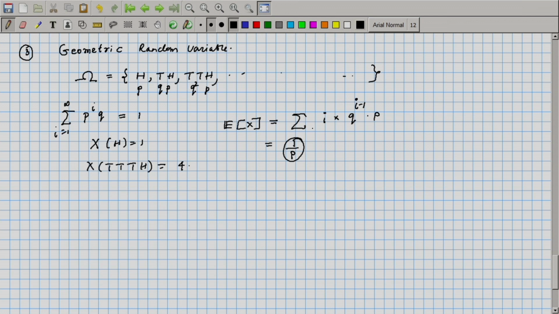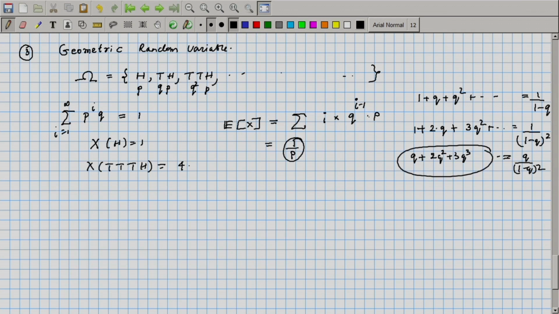We can think of this as an arithmetico-geometric series. You can look at the following series: 1 plus q plus q square, and so on. Since q is less than 1, this summation is equal to 1 by 1 minus q. If you differentiate both sides, we get 1 plus 2 times q plus 3 times q square, and so on, and the derivative of the right side is 1 by 1 minus q the whole square. Multiply the entire left hand side and right hand side by q, and you will get q plus 2q square plus 3q cube, and so on, equal to q by 1 minus q the whole square, and this is the expression that we have here.